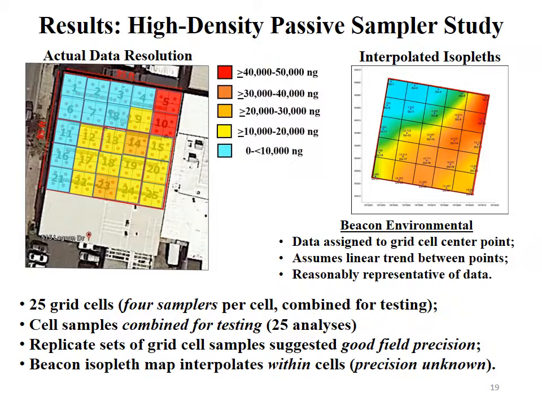On the right-hand side of the slide, this is a map produced by Beacon Environmental. It looks nicer than the map that we made using actual data resolution. In this case, Beacon just took the concentration of TCE, or PCE in this case, identified for each one of the cells, assigned it to the middle of the grid cell, and then produced an isopleth map. This assumes a linear trend between points, which is a dangerous thing to do when you're thinking about discrete samples, but in this case it matched up pretty well with the actual resolution. So I think we are actually seeing linear trends between grid cells, and it seems to be relatively representative of the original data.